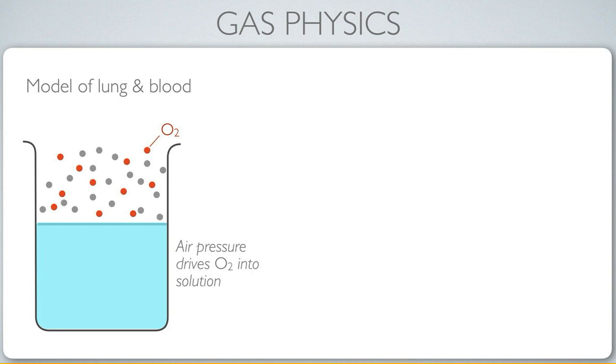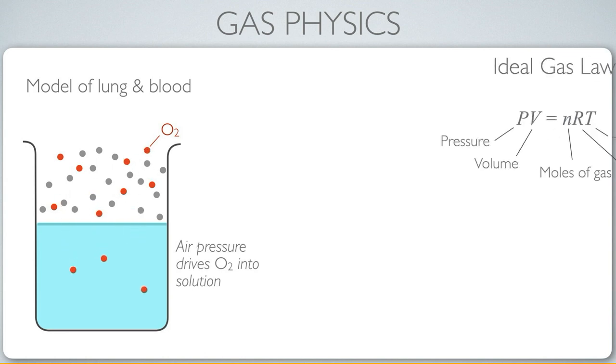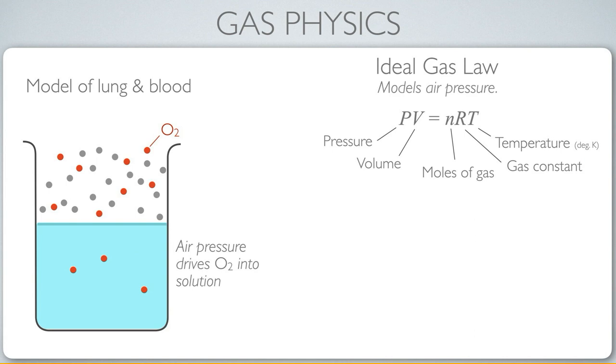So you could say that air pressure is driving, in this case, oxygen. So we've labeled the molecules here that correspond to oxygen. The most popular gas in the atmosphere is nitrogen. So you can imagine most of these gray dots are nitrogen molecules. So we have some oxygen penetrating the surface and diffusing into solution.